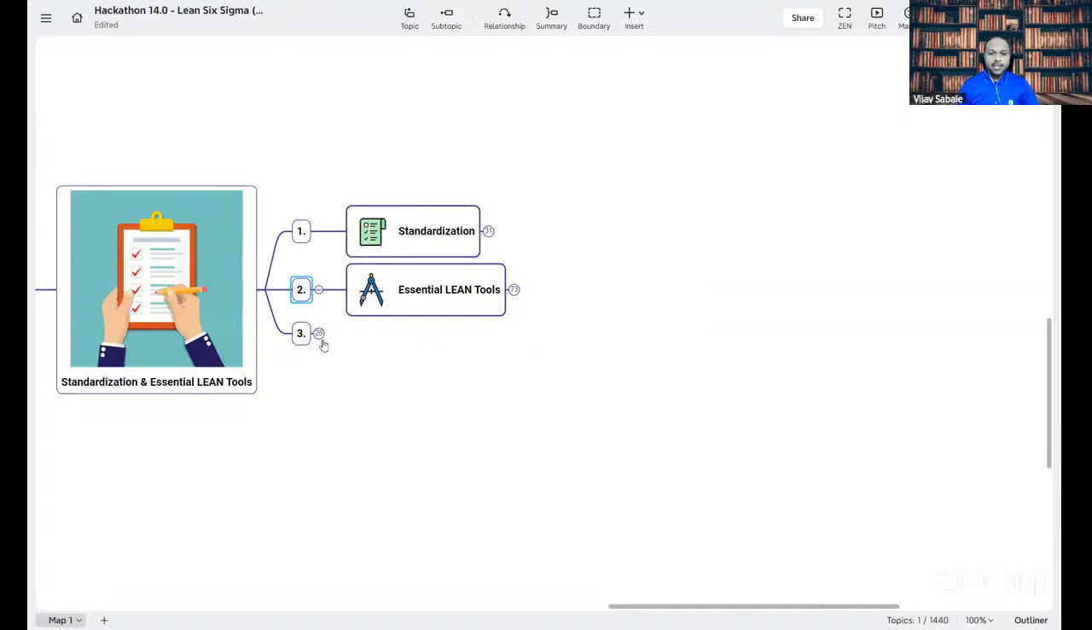And in the third part, I will just conclude what are the tasks that we need to complete as a part of the challenge 10. Okay, so shall we start with the standardization?